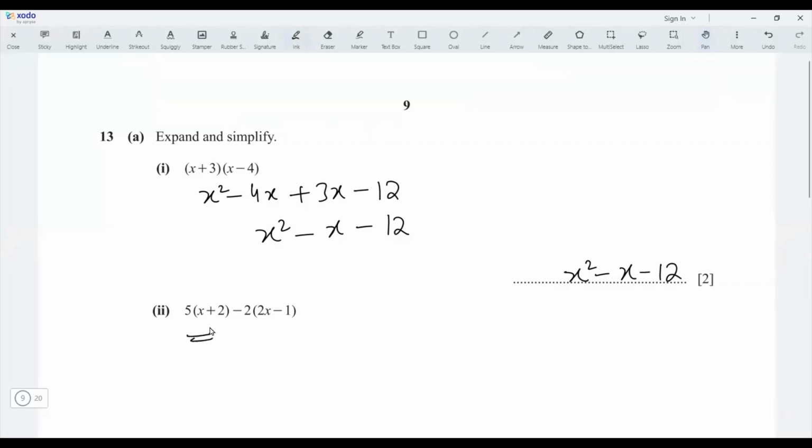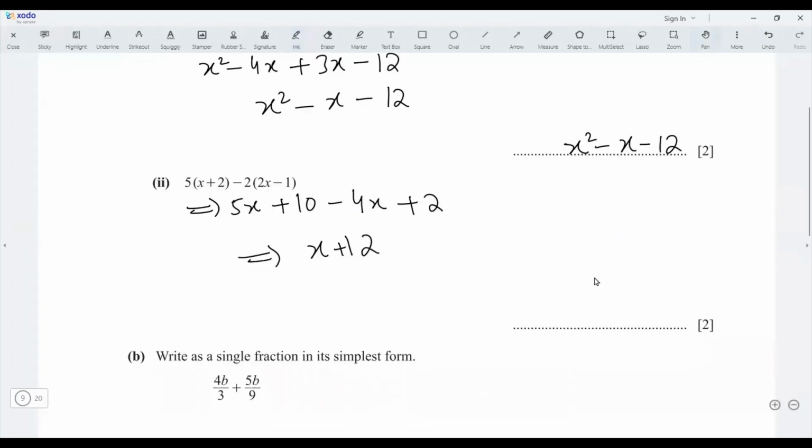Moving ahead to the next part, opening the brackets, expanding the brackets, and then simplification in the next process. 5 times x is 5x. 5 times 2 is 10, with a positive sign. Negative 2 will be multiplied with negative 2, it will be negative 4, and x will be written as it is. Negative 2 will be multiplied with negative 1, it will be positive 2. So 5x minus 4x results in x. 10 plus 2 is plus 12. So x plus 12 is the final result of this question.